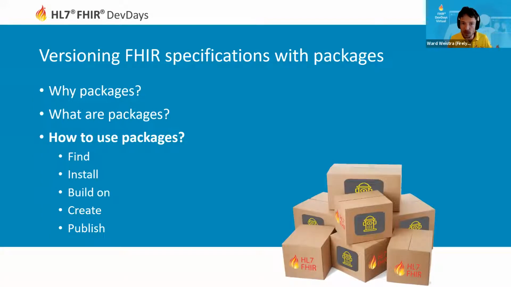Good, so that was the first half. And now let's see what we can actually do with those packages. First of all, of course, when we start doing anything, we want to find the package that is relevant to us. And for this, HL7 International, the FHIR specification, has commissioned Firely to build the registry.fhir.org. And this is what we're first looking at for finding packages.